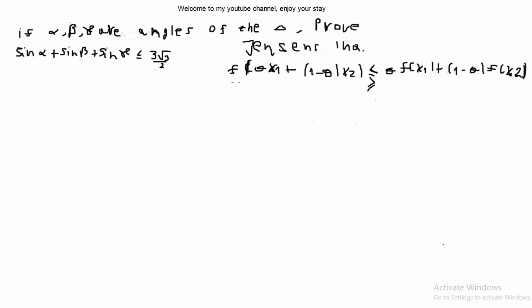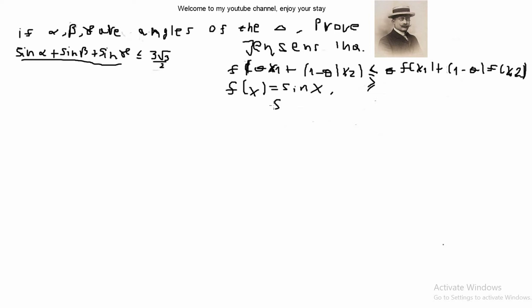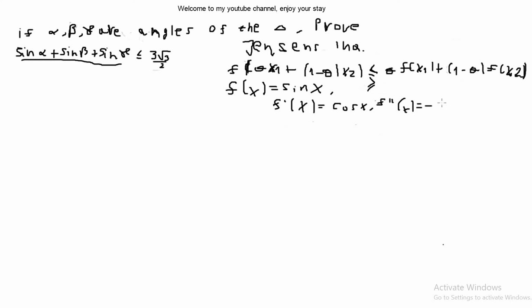So what is the function really? The function is f of x equals sine of x, because it's the same everywhere. We need to prove that this function is concave in order to use this result. How can we prove that? We can prove it by the derivatives test. f prime of x is cosine of x. f double prime of x is negative sine of x. So this is negative, but on which interval?